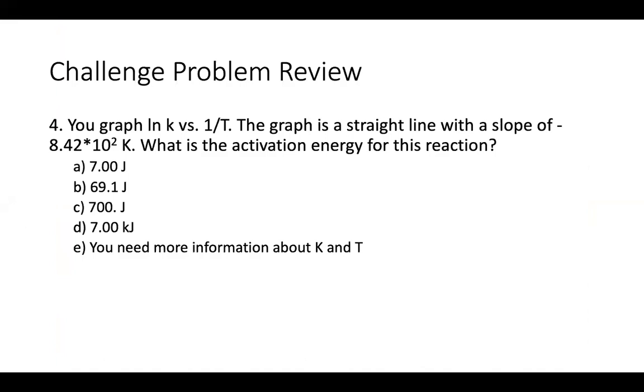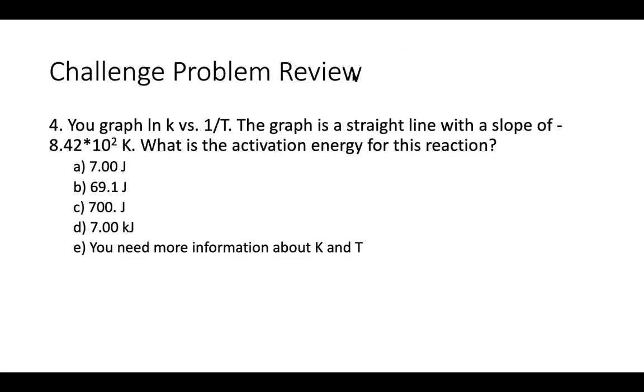Number 4 is a very classic multiple choice problem from this chapter. You graph the natural log of k versus 1 over temperature. Your y-axis would be the natural log of k, 1 over temperature would be your x-axis, and you get a straight line with a slope of negative 8.42 times 10 to the second K. What is the activation energy? It's important to remember that this graph is based on our Arrhenius equation when we take the natural log of the entire thing.